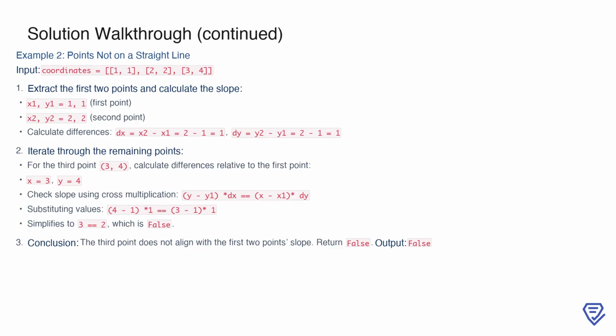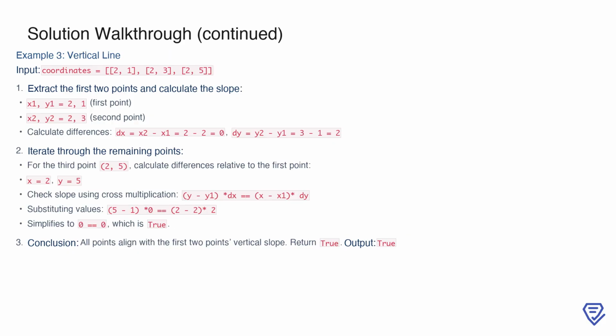Now, we check the third point, 3, 4, relative to the first point. The x difference is 3 minus 1, and the y difference is 4 minus 1. Using cross-multiplication, we check if y1 multiplied by dx equals x1 multiplied by dy. Substituting the values, we get 3 times 1 equals 2 times 1. This simplifies to 3 equals 2, which is false. Since the third point does not follow the same slope as the first 2, the points do not lie on a straight line, and we return false.